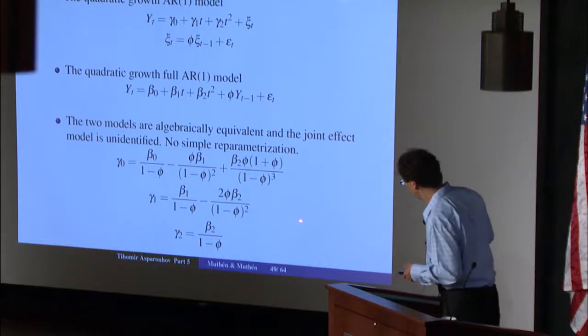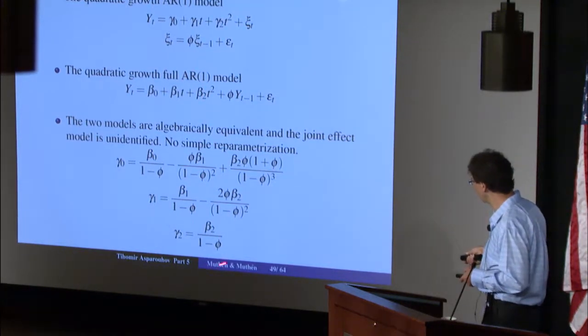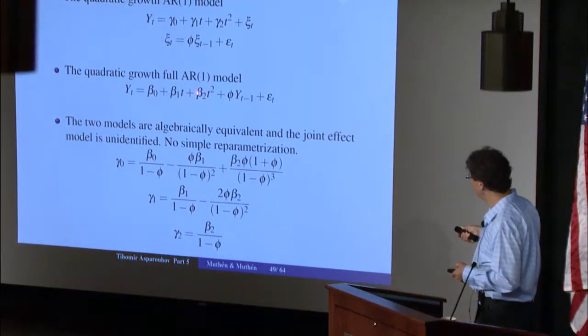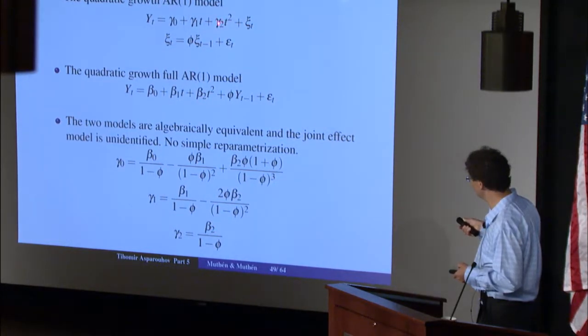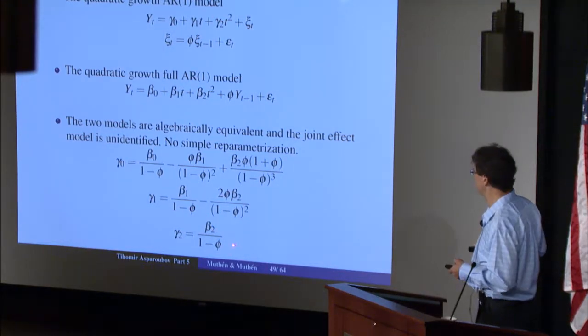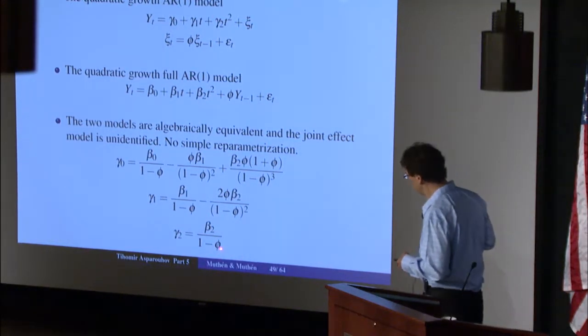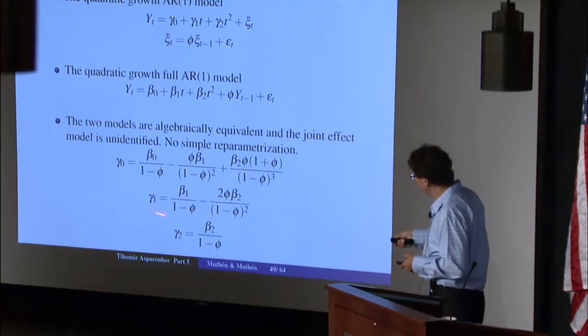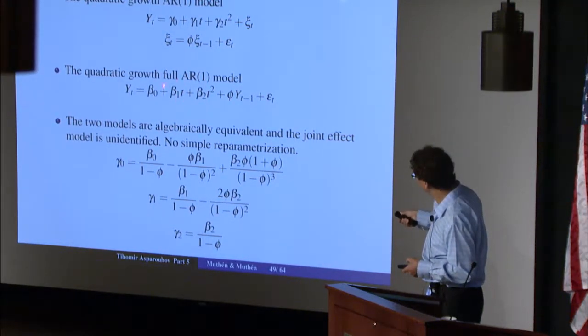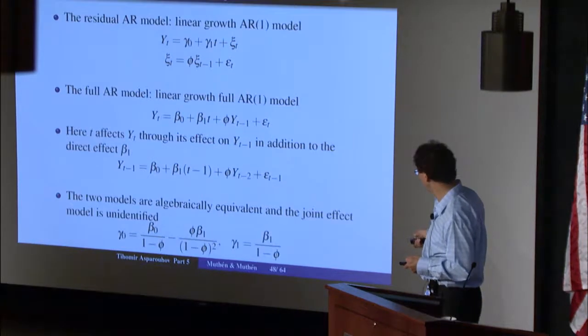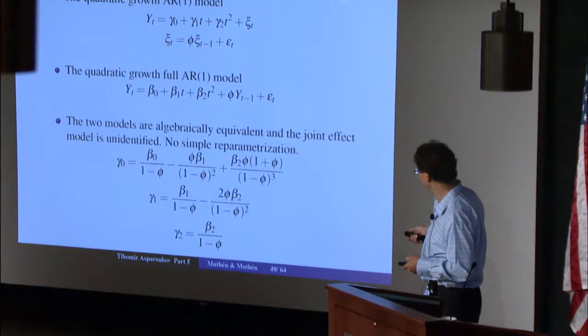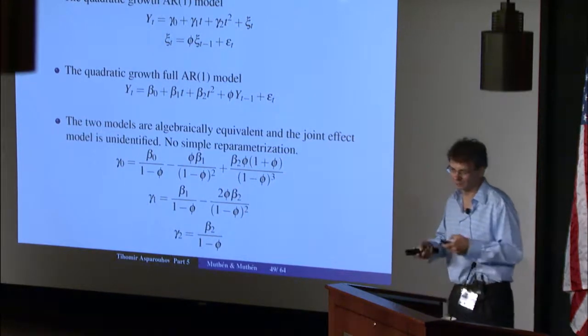And what you can see here is that the quadratic term satisfies this relationship, that you can obtain gamma 2 from beta 2 by simply dividing by 1 minus the autoregressive parameter. But the relationship for the linear trend now changes. It's no longer that simple, it's something more complicated. So that's evidence that, obviously, things are more complicated than we thought.